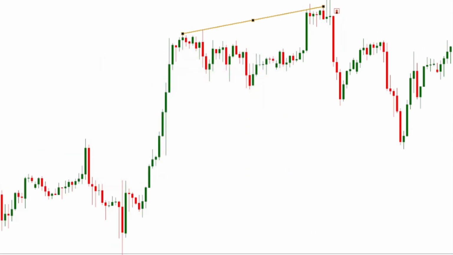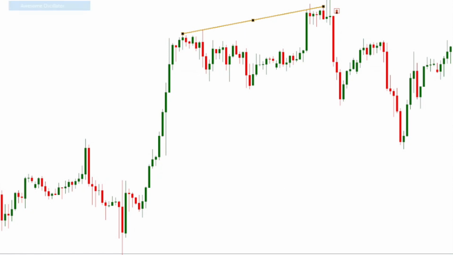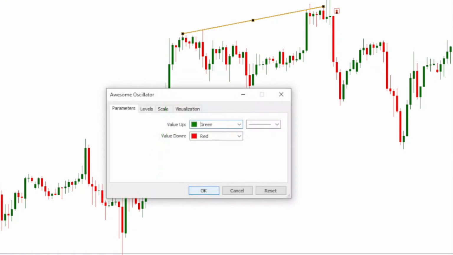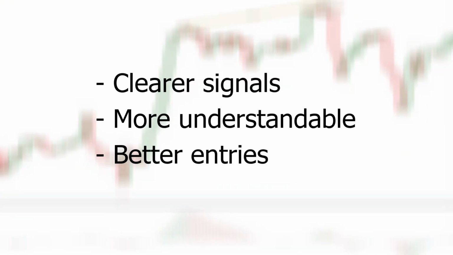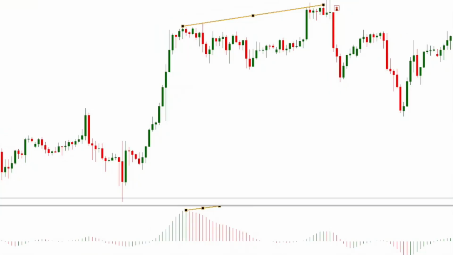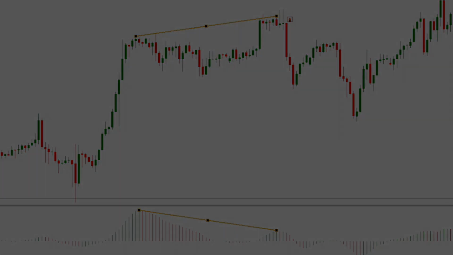so it will enlighten you guys on why the Awesome Oscillator is necessary and why you should use it instead of the RSI or CCI or any other indicators. First of all, it comes with clearer signals, it's more understandable, and it has better entries. That is why the Awesome Oscillator is better for scouting for divergence. We will now look into the various patterns that fail and why traders lose in divergence, before we dive deeper into this revamped strategy.